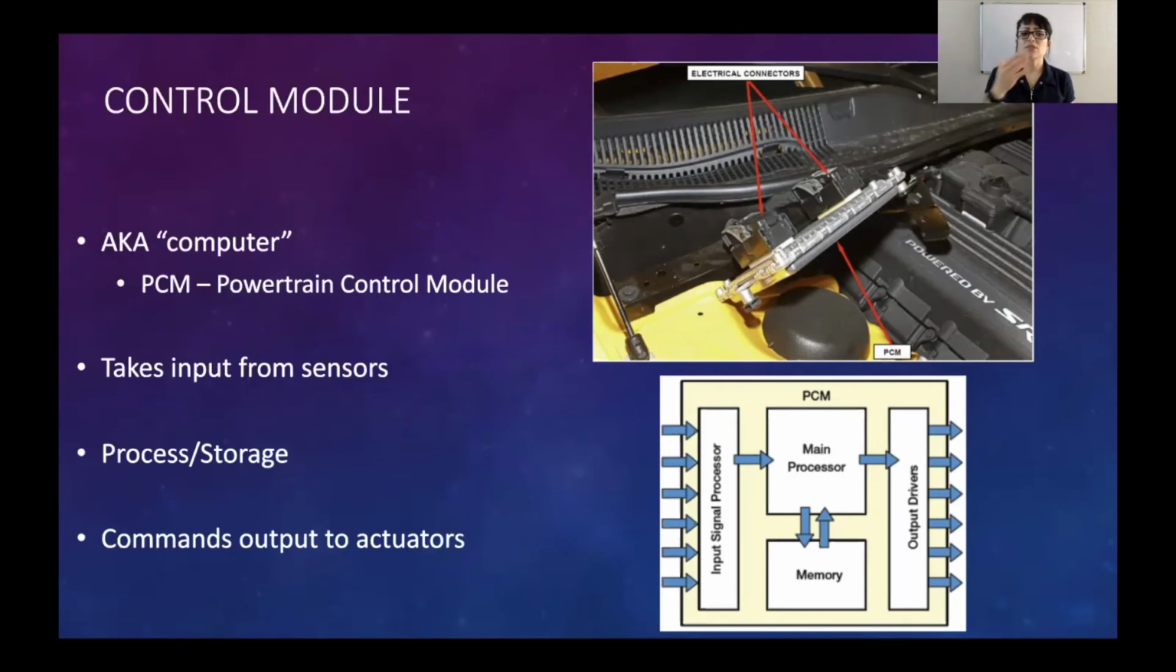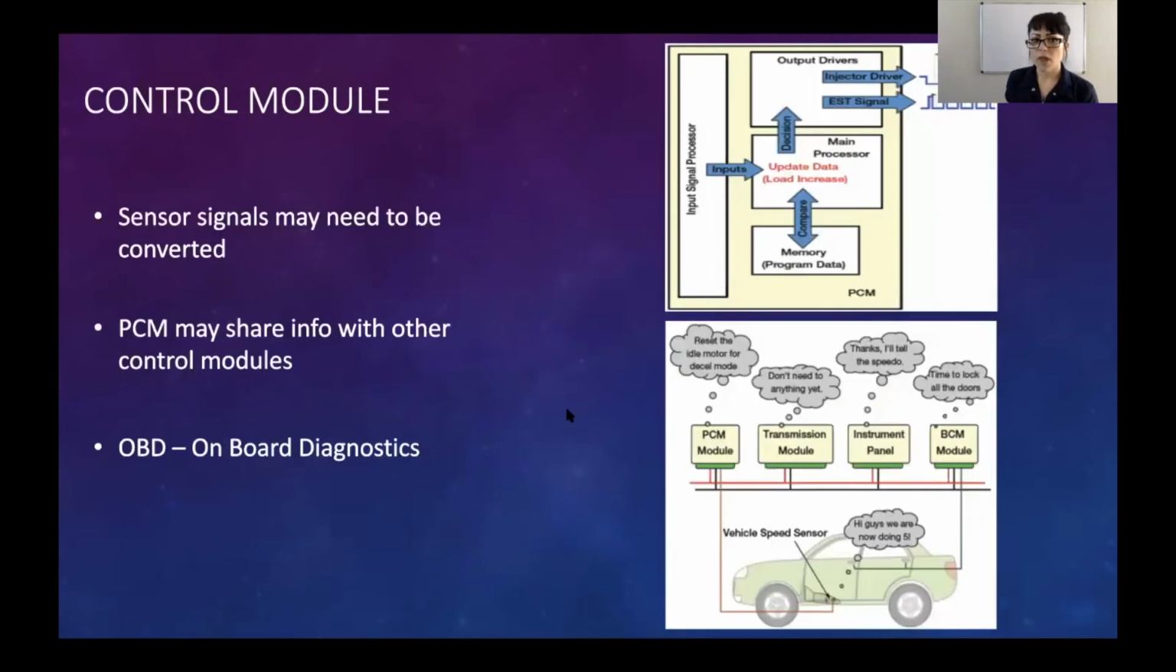And then obviously it's going to make a decision, command an output to some sort of actuator, which I had already mentioned. So let's talk a little bit more about that. I did already mention that sensor signals may need to be converted, and so we might have an AD converter, or even one for back and forth from that.